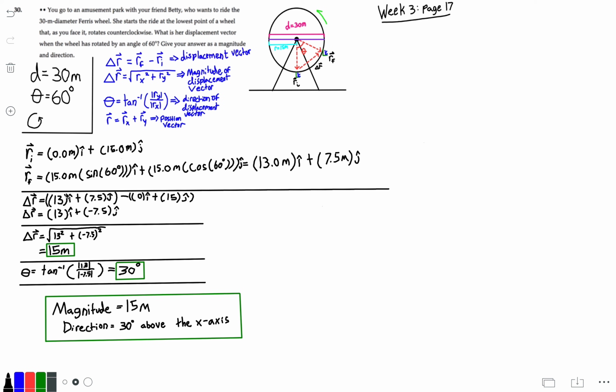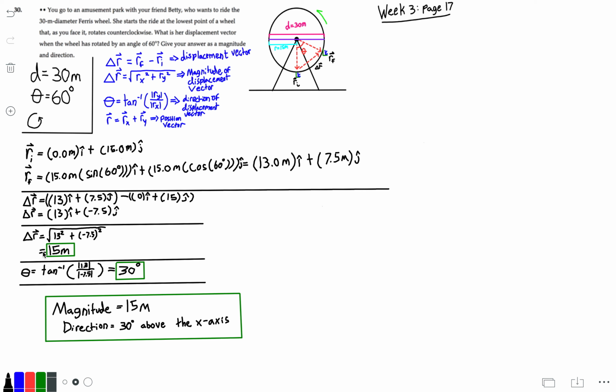Next, we're going to be using this displacement vector equation to group both the Ri and Rf together in the same equation. So we're going to use this, as you can see, here's Rf right here, and here is Ri. And after you subtract them out, you get 13 i hat plus negative 7.5 j hat.